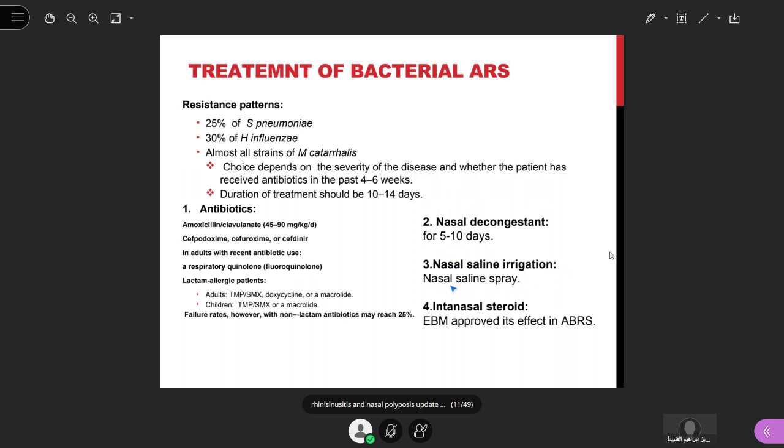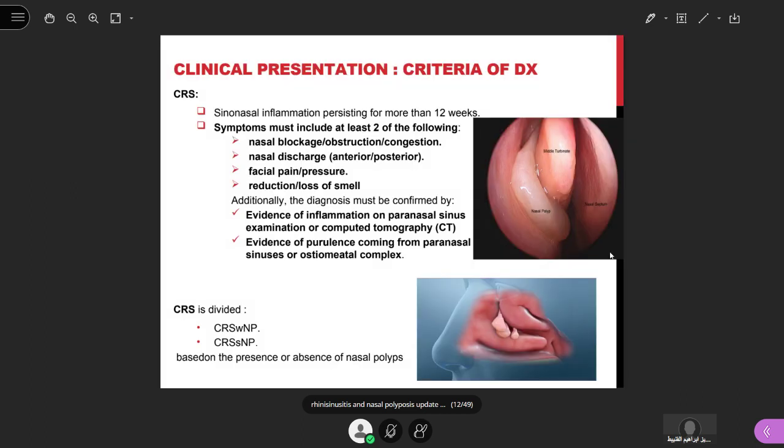Nasal irrigation is the cornerstone to irrigate all the stagnation and fluid out of the sinuses and mucosa. And then you need to use an intranasal steroid to eliminate the inflammation.